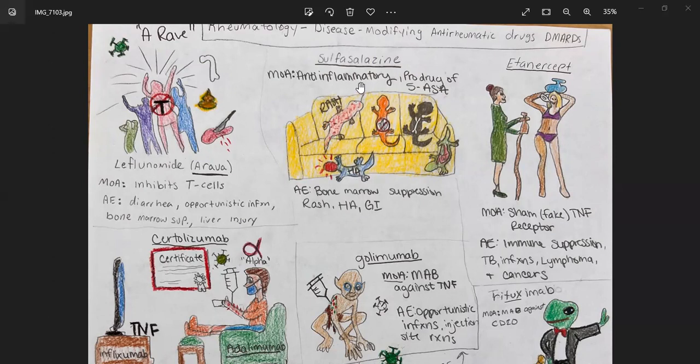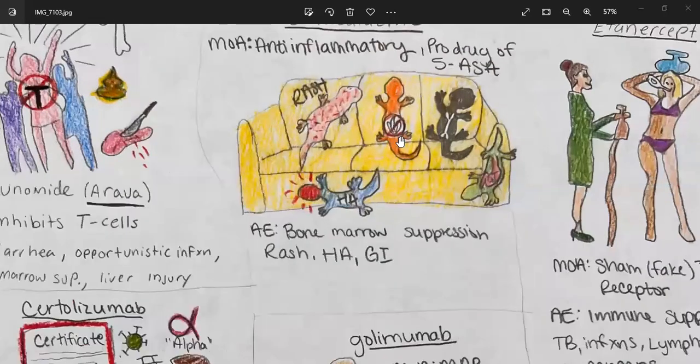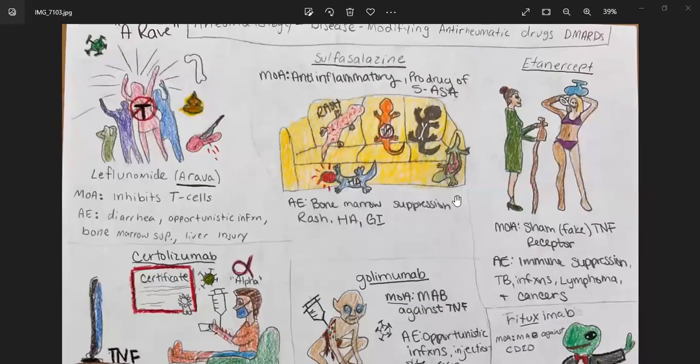Then we have our good old sulfasalazine, or 5 salamanders on a sofa. 5 salamanders because this is a prodrug of 5-ASA. Adverse effects are bone marrow suppression, rash, headache, and GI, which are all kind of shown on these different things. And it's anti-inflammatory, which is shown on the orange one.